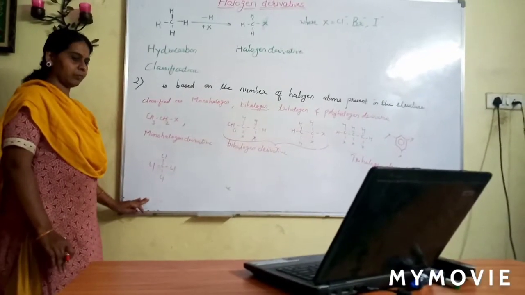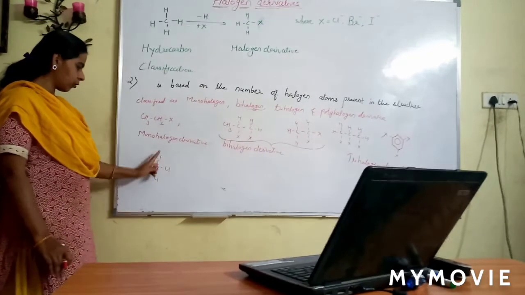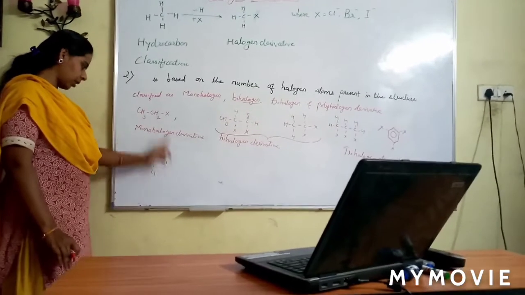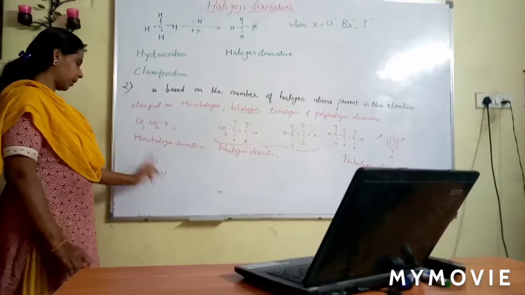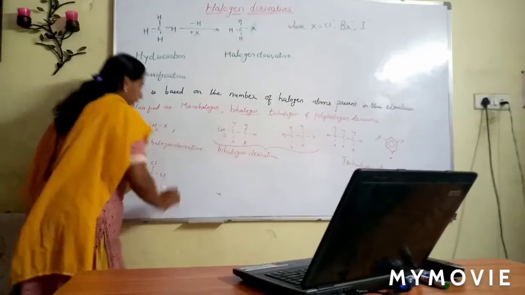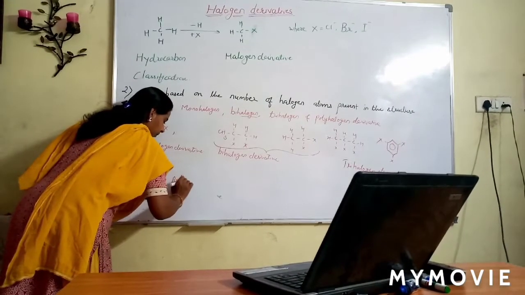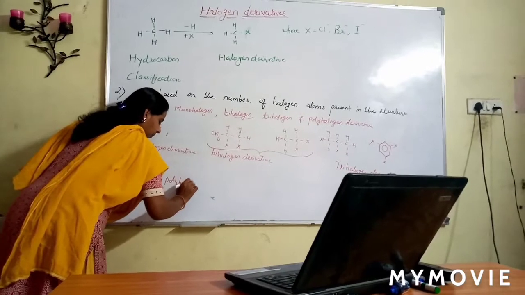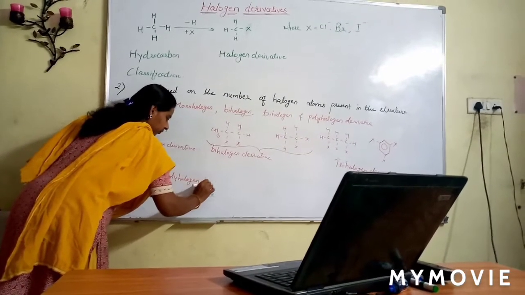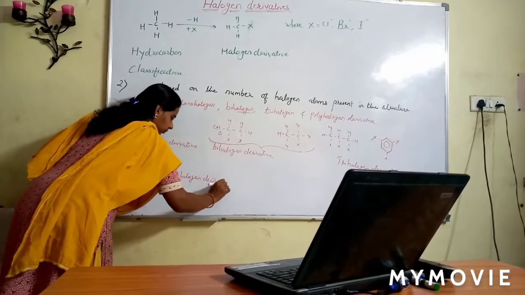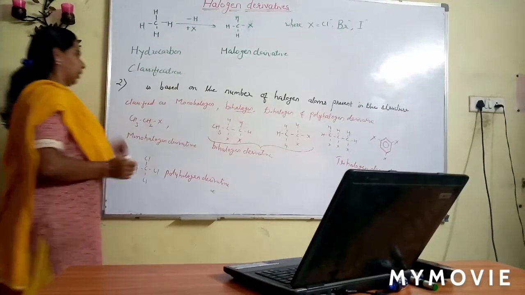In polyhalogen derivatives, we already know about this. If both valencies are occupied by halogen, that is carbon tetrachloride, where all four halogen atoms are attached to the carbon atom. So this is the polyhalogen derivative.